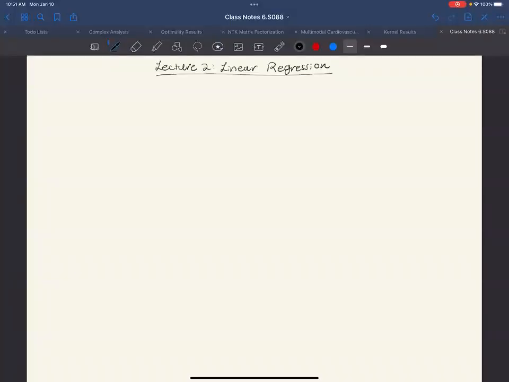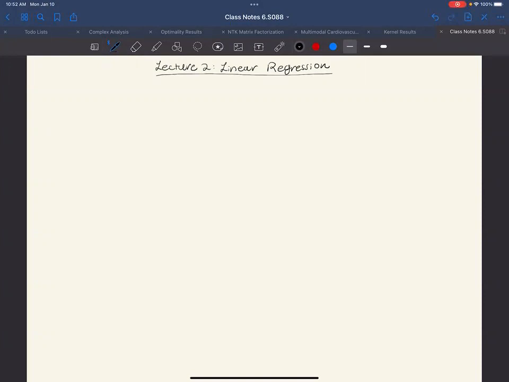Everyone, welcome to lecture 2 of the Modern Machine Learning course. In this lecture, we're going to cover probably one of the most fundamental algorithms for training a machine learning model on data, which is linear regression. And this is literally how do you fit a line of best fit to data? How do you find a line of best fit to data?